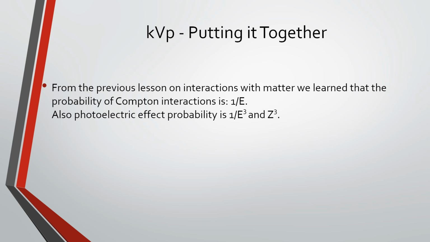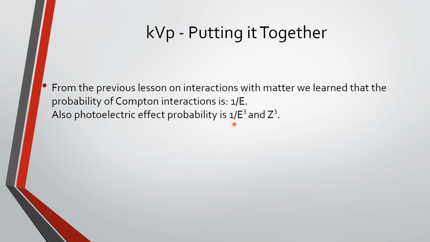From the previous lesson, which I believe was video 5 on interactions with matter, we learned that the probability of Compton interactions is 1 over E. So 1 over the energy level of the X-ray. Also, the photoelectric effect probability is 1 over E to the 3. And it is also affected by the atomic number, which is the Z number to the third. We can't control the Z number, which is the anatomy being X-rayed. We can't control what the Z number of that is, but we can control the energy levels that we set.